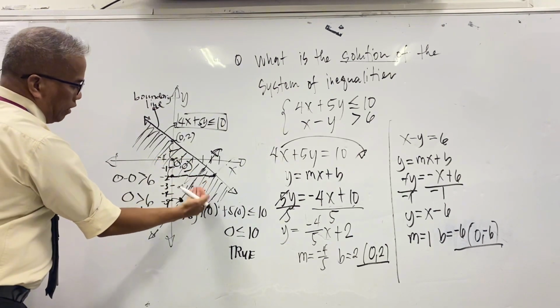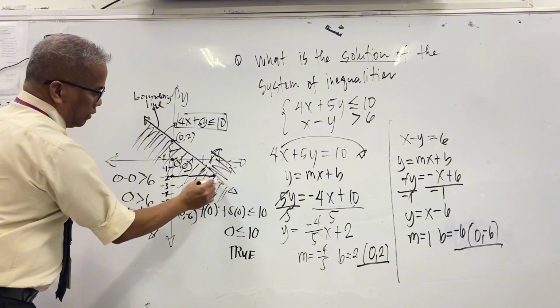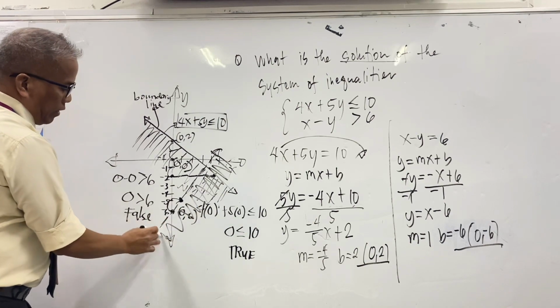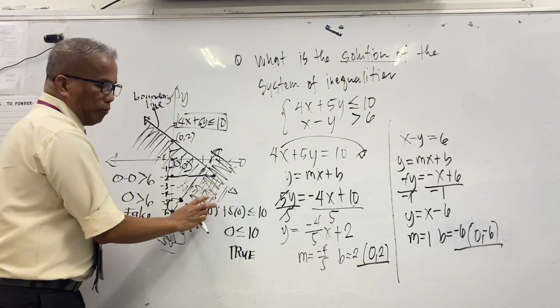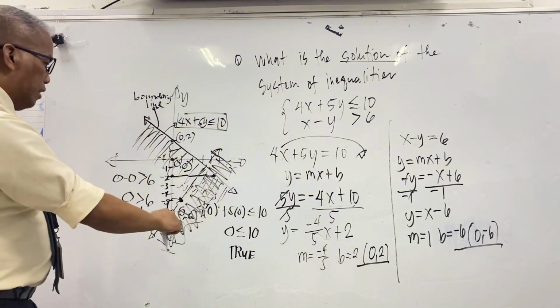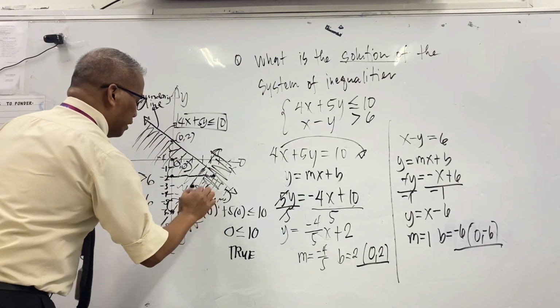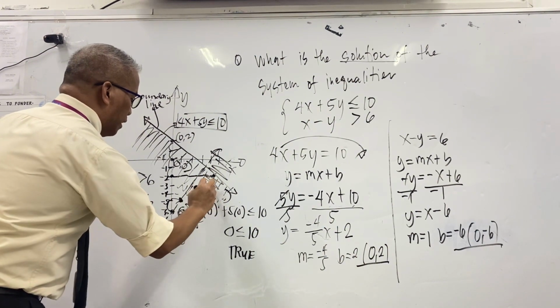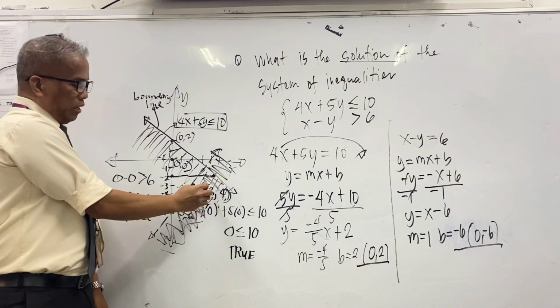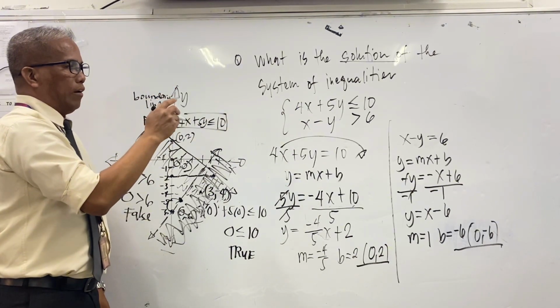Instead, you will shade the opposite side of the boundary line here. So this is now the shaded part. All the points occupying this are solutions of this inequality. So let us pick one point. This is (3, negative 4). The question: what is the solution of the system of inequalities?